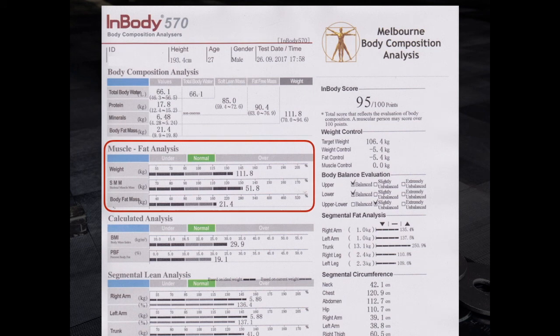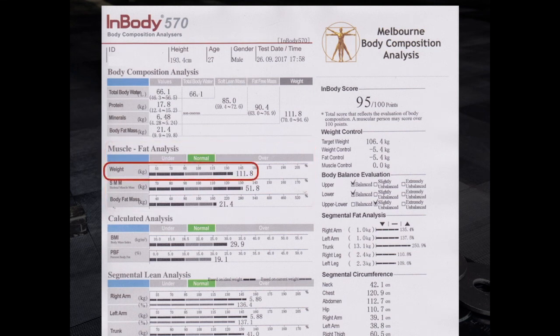Muscle fat analysis has 3 graphs. The first graph is your weight in kilograms. The second graph, SMM, is how many kilograms of muscle that you have in total. And body fat mass is how many kilograms of fat that you have on your body. And you can compare your results to the normal range, which is highlighted in grey under the green heading.